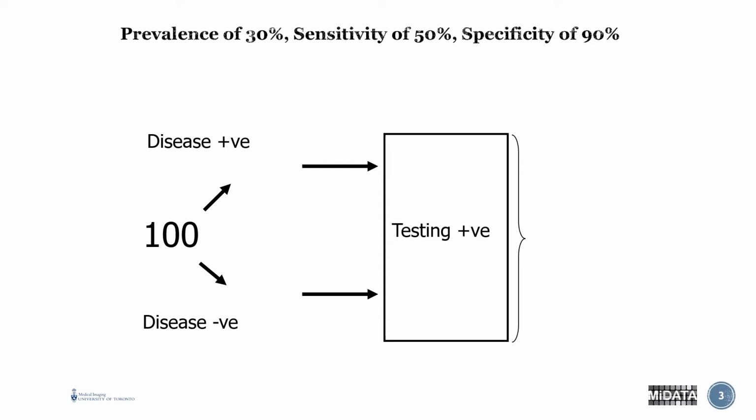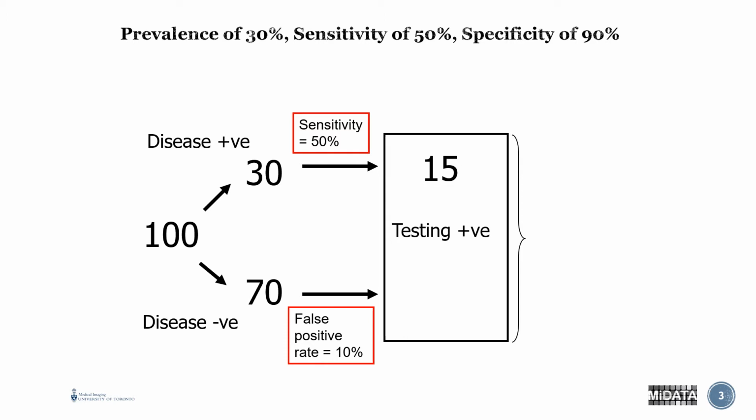Now, if in the population we have 30% who have the disease, so this is the 100% of the population, we're going to have 30% that have the disease, 70% that don't have the disease. So far, easy. If your sensitivity is 50%, then 15 of the 30 will test positive. Makes sense, right?